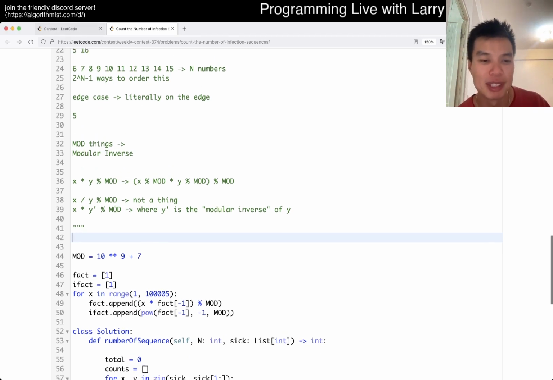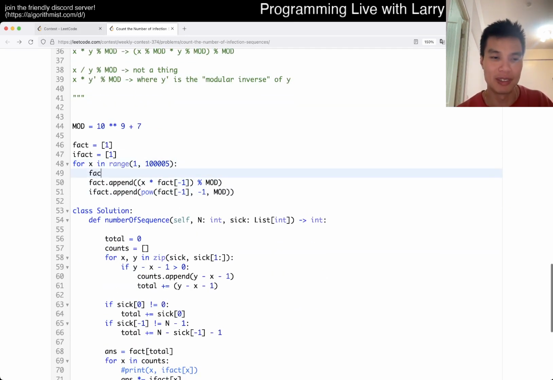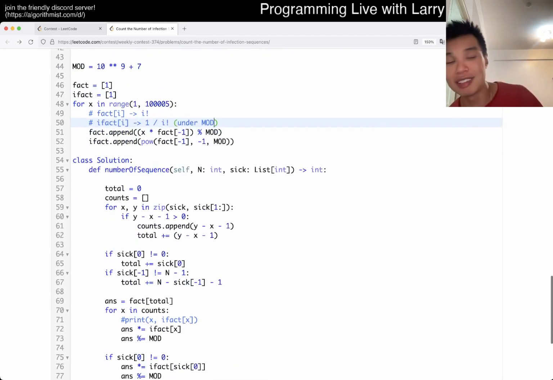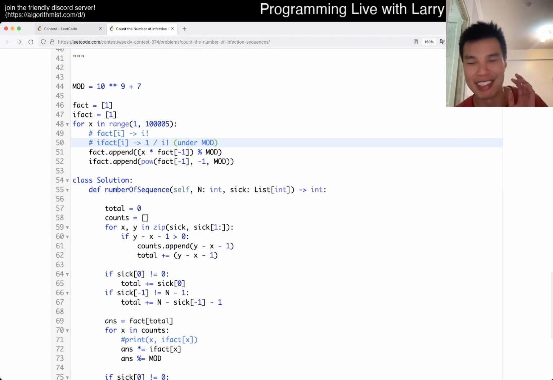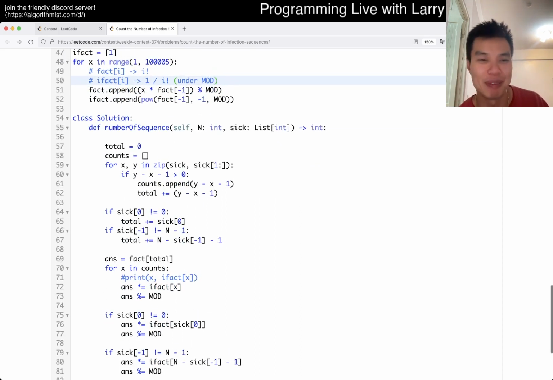So yeah. Otherwise, basically now I set up all of these. So fact of I is equal to I factorial, and inverse fact of I is equal to 1 over I factorial under mod. Okay, let's pretend I explained everything correctly up to this point and you understand it, which I know that I skipped, but yeah. After that, it becomes pretty straightforward in concept.